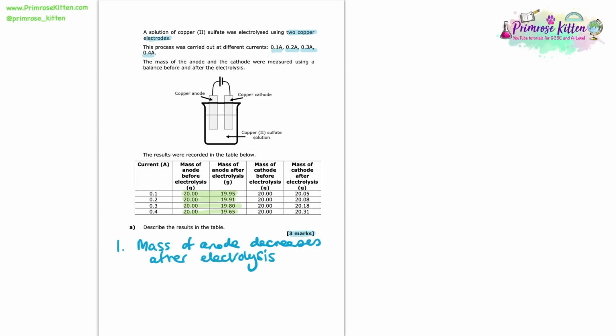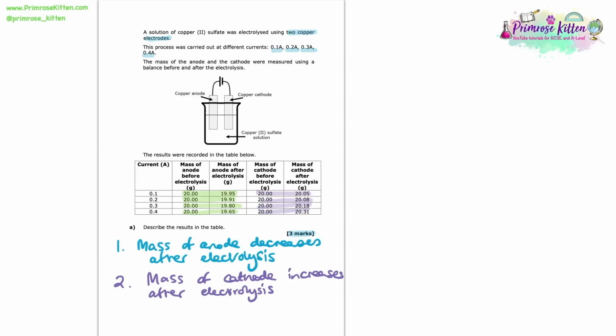So the next thing to think about, let's do similar, but this time for the cathode. You can see that all of the cathodes start with a mass of 20 grams, but then after electrolysis, this time, you can see that they all go up. So they all gain mass. So the second mark we can get here is that the mass of the cathode increases after electrolysis.